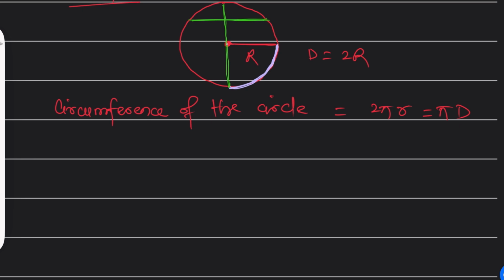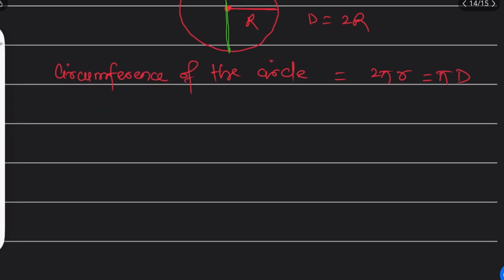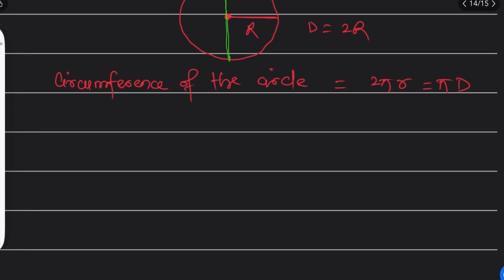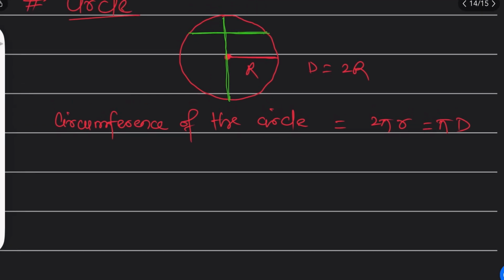If I am talking about this area, it is called the sector of a circle. You should write these important terminologies. I know most of you already know what I am discussing, but these are important terminologies you should keep in mind. Let me write these so that you can keep them in mind. This is the arc, and this area is called the sector.